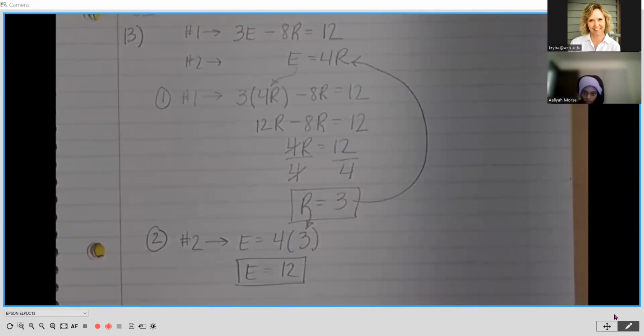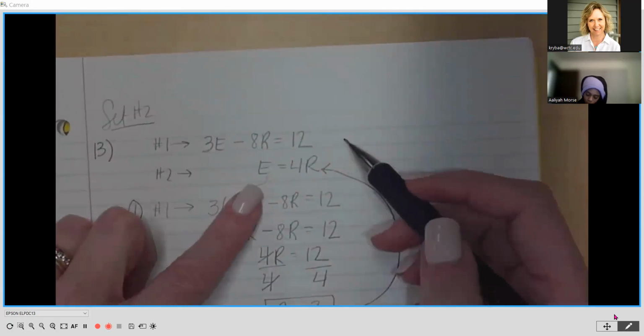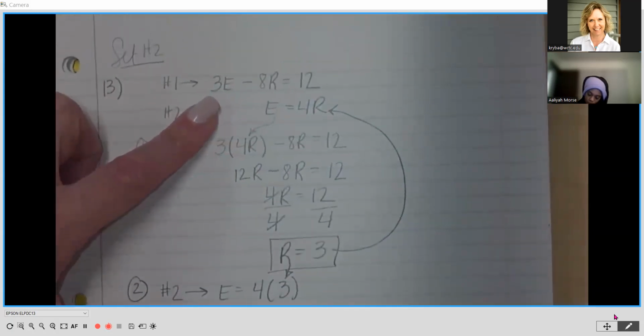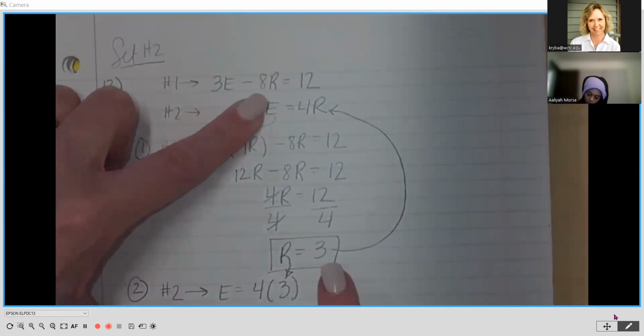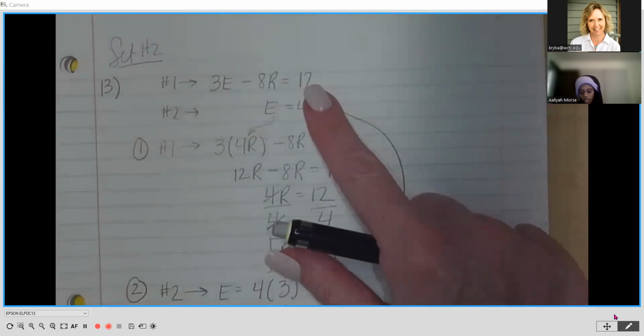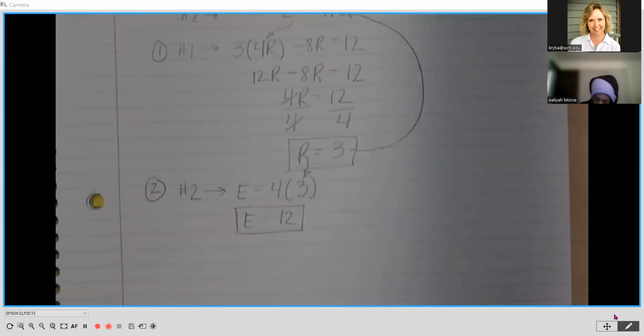Plug those values in. Now, this is something you don't have to write out. I'm not going to make you write this out, but it's not a bad idea to check. So if I go up to, well, let's do it in equation number 1. If I take 3 times 12, which is my E, right? E is 12. So that's going to be 36 minus 8 times 3, which is 24. So 36 minus 24, is that 12? Yeah. And that's all you have to do in your head. Just make sure that it all works out. You don't have to write it out unless you want to, but I'm not requiring that.